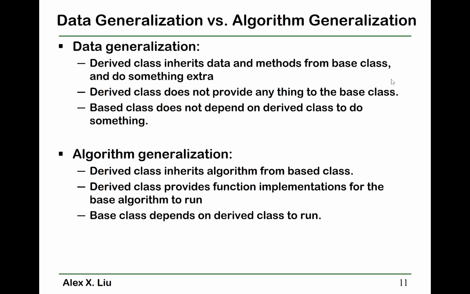And for algorithm generalization in the template method pattern, it's different. The derived class inherits algorithms from the base class, and the derived class provides function implementations for the base class to run. Basically, it implements the pure virtual functions. These pure virtual functions are the steps needed to implement the algorithm in the base class, and the base class depends on the derived class to run.